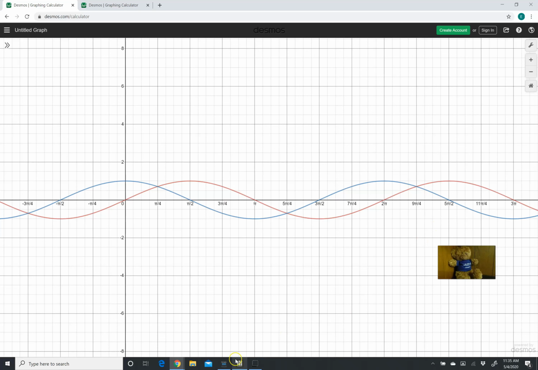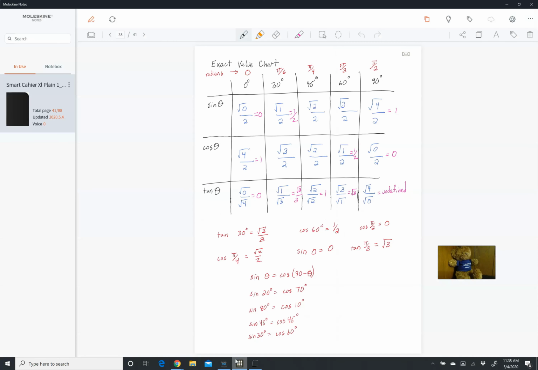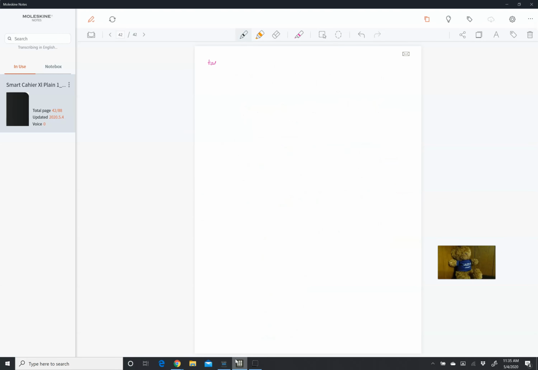Let's write that down. This is what's going to help us distinguish between different graphs, okay? So tangent of theta is equal to sine of theta over cosine of theta. So when cosine of theta equals 0, we will have an asymptote at tangent of theta.